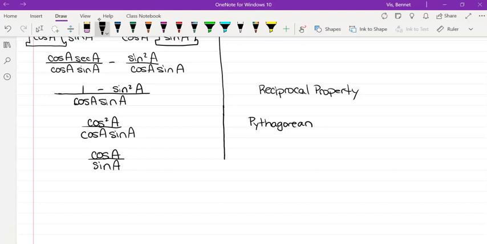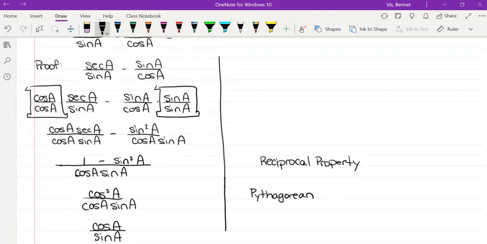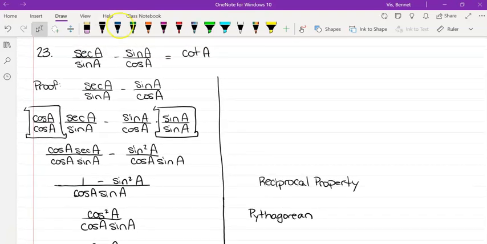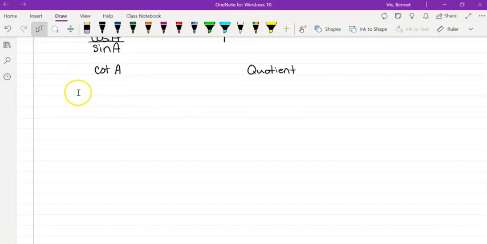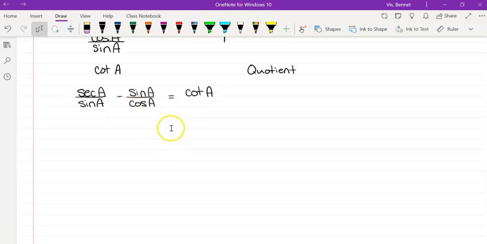And cosine over sine is cotangent. Quotient property. And that's what I wanted to show. So I started up here that secant over sine minus sine over cosine was equal to the cotangent, and I just showed that. So I'll write, therefore, that's true, and that's what I wanted to show.